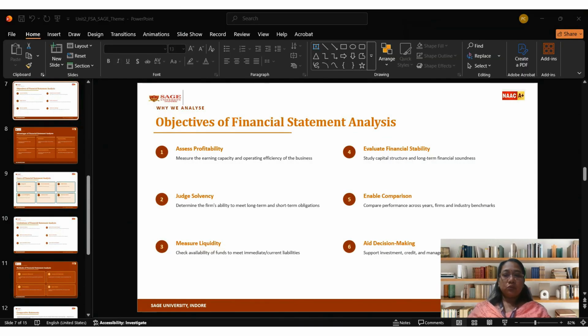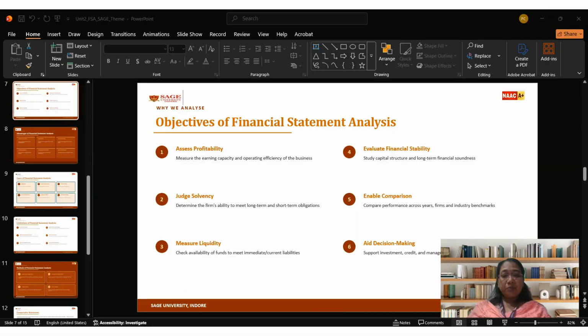Why do we go through all this effort? Financial statement analysis serves several specific objectives. First, to assess profitability. Second, to judge solvency. Third, to measure liquidity. Fourth, to evaluate financial stability. Fifth, to enable comparison. And sixth, to aid decision making.